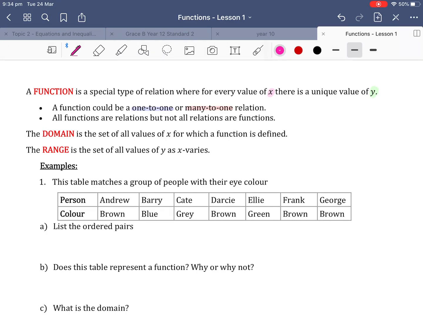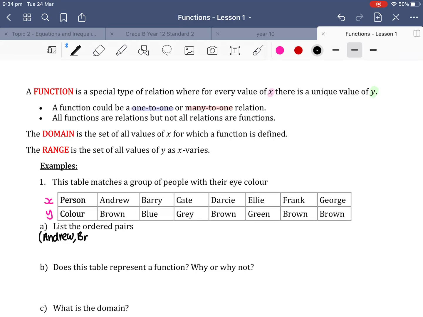So what we're going to do is list the ordered pairs. When we list ordered pairs, we want to write our x and then our y value. In this case, it's just like a normal table of values. Our x is on the top and our y is on the bottom. So our x is our person and our y is the colour. We're just going to write our ordered pairs out.